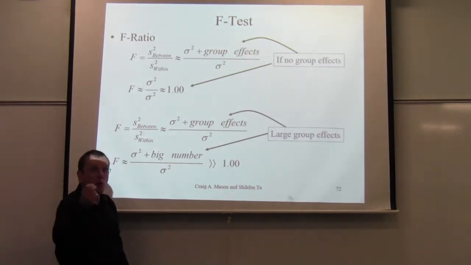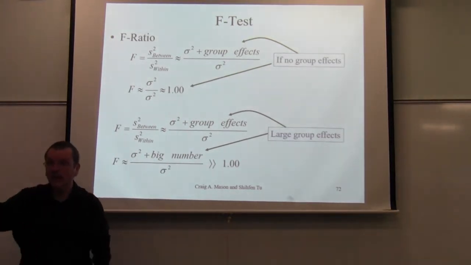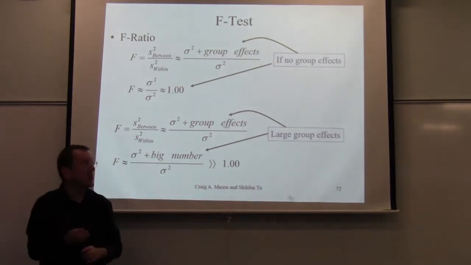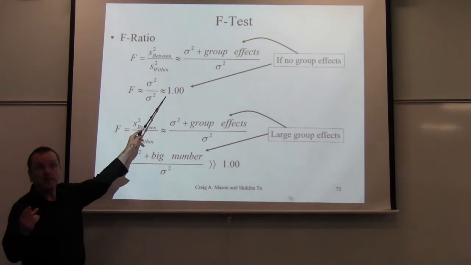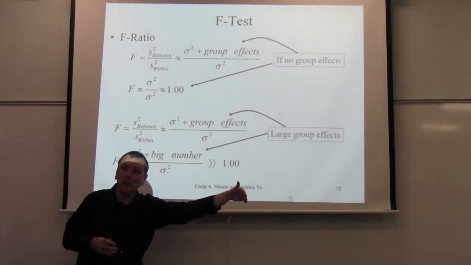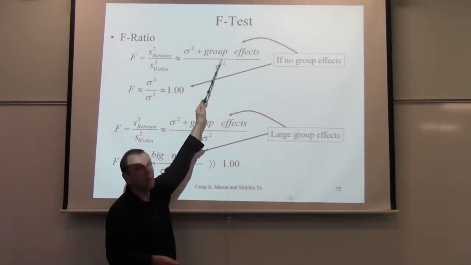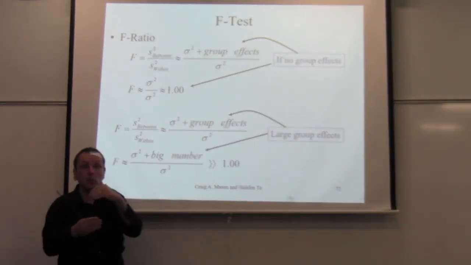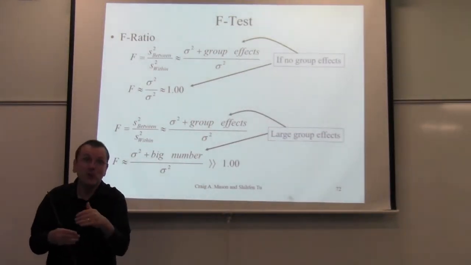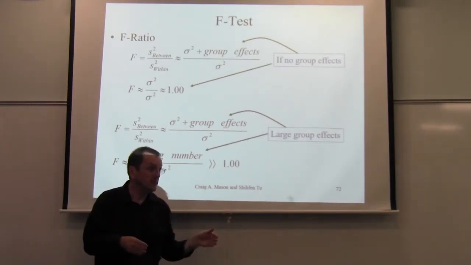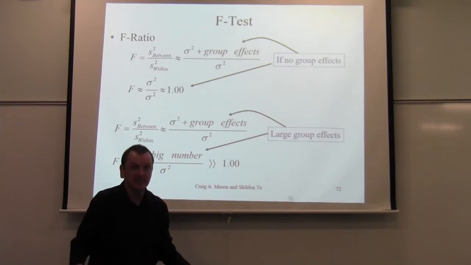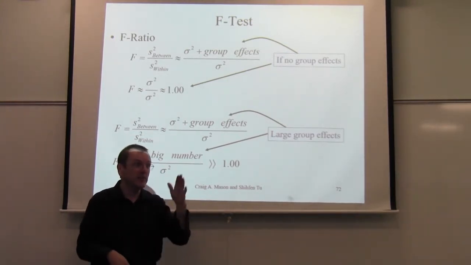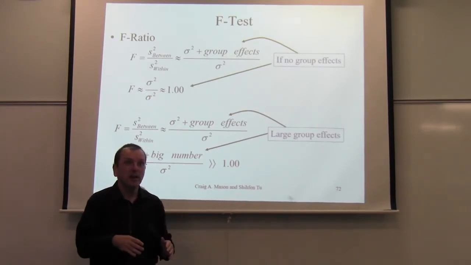So if there are no group effects, let's say they're completely overlapping each other, the F will approximate 1. Now, it can go less than 1 because there's still randomness going on here, and these are two different ways of estimating sigma squared. So you can have an F less than 1. If F is less than 1, you got nothing, unless you have an infinite sample size with an infinite number of groups and an infinite number of people in each group.